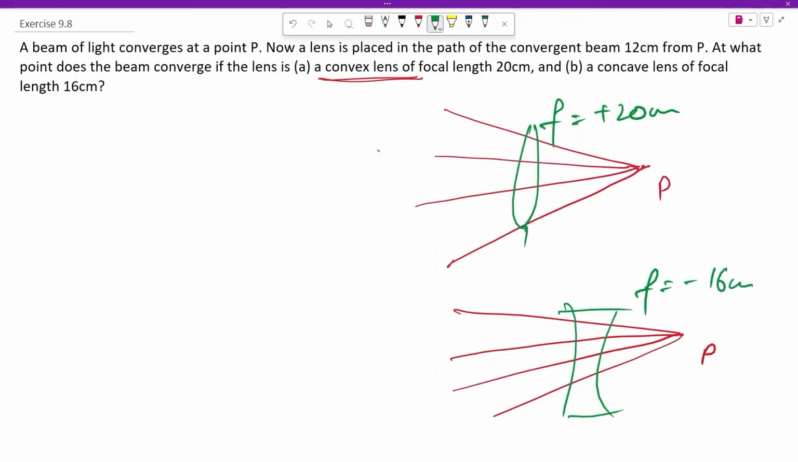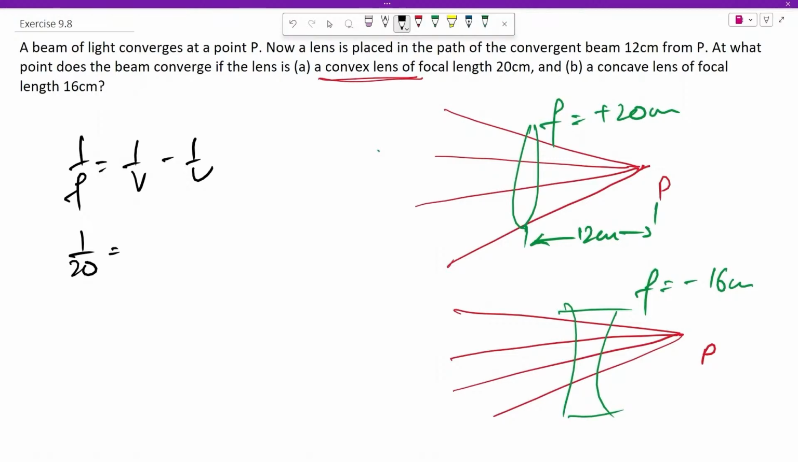Now the distance between these two is 12 centimeter, that is given. So we have to find out where the beam will converge. In the first case, we will use the lens formula, that is 1 by f equals 1 by v minus 1 by u. Here the object is virtual, that is, light was coming to that point but now it is obstructed, so it is virtual. So 1 by f, in the convex case, is going to be 1 by 20.